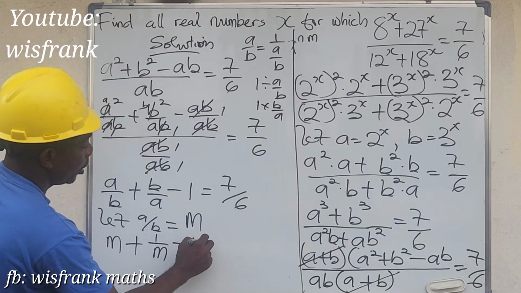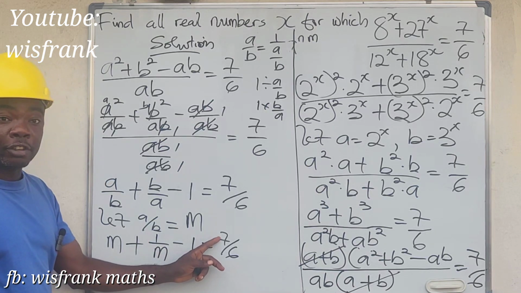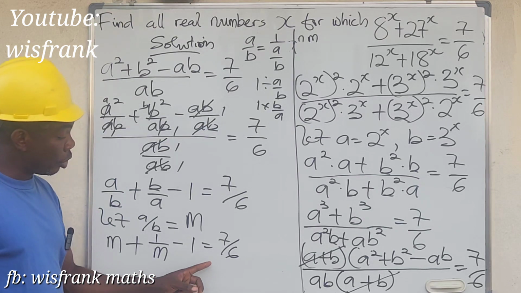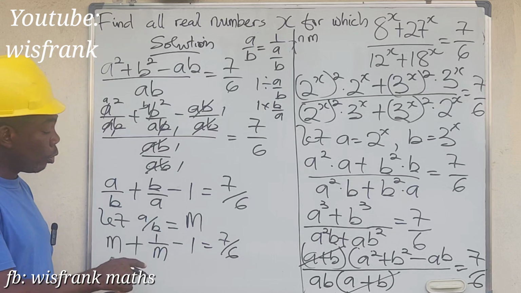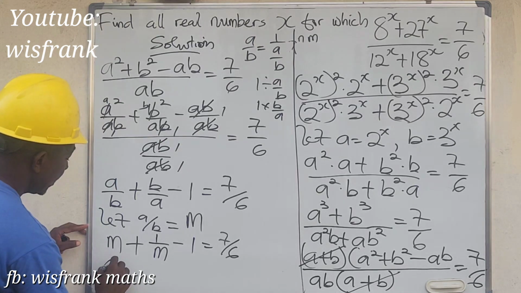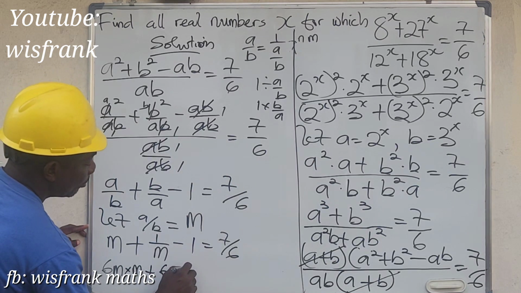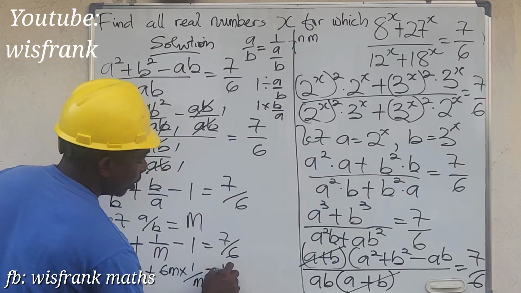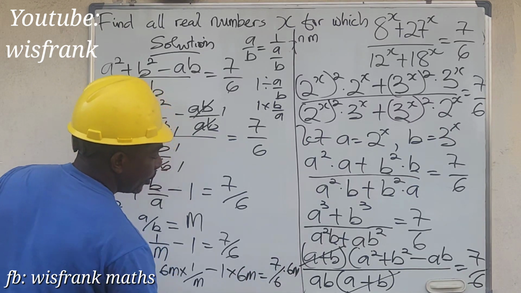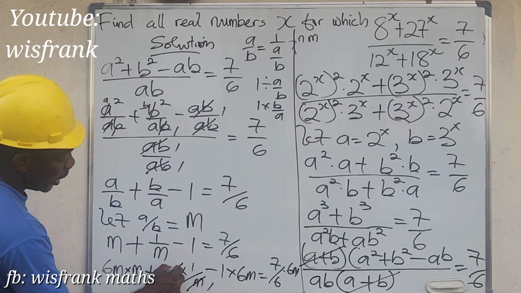Minus 1, we bring down minus 1 equals to 7 all over 6. You can see that we have a fraction 1 all over m here, and we have 7 all over 6. So the LCM of the denominators here is going to be 6m. So what we are going to do is to multiply all through by the LCM, which is 6m. So this will become 6m times m plus 6m times 1 all over m minus 1 times 6m equals to 7 all over 6 times 6m. So in this case, we have here 6m squared, and here m will cancel here 1, m will cancel here 1.